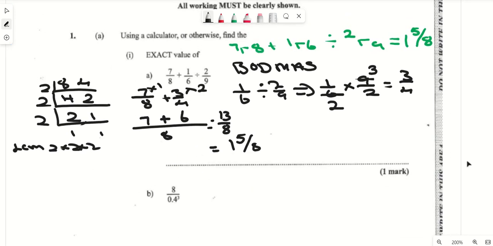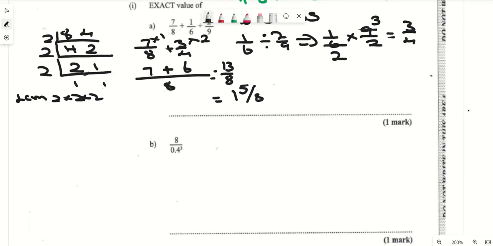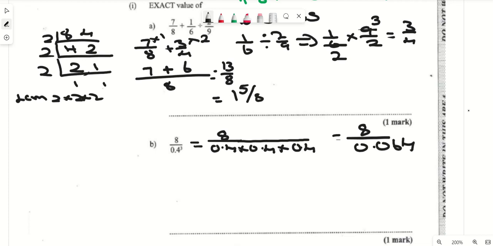This question has the same instructions, use calculator otherwise. This is equal to 8 over 0.4 multiplied by 0.4 multiplied by 0.4. So 0.4 to the power 3 is 0.064. And you do 8 divided by 0.064, which is equal to 125. That is if you want to do the working.